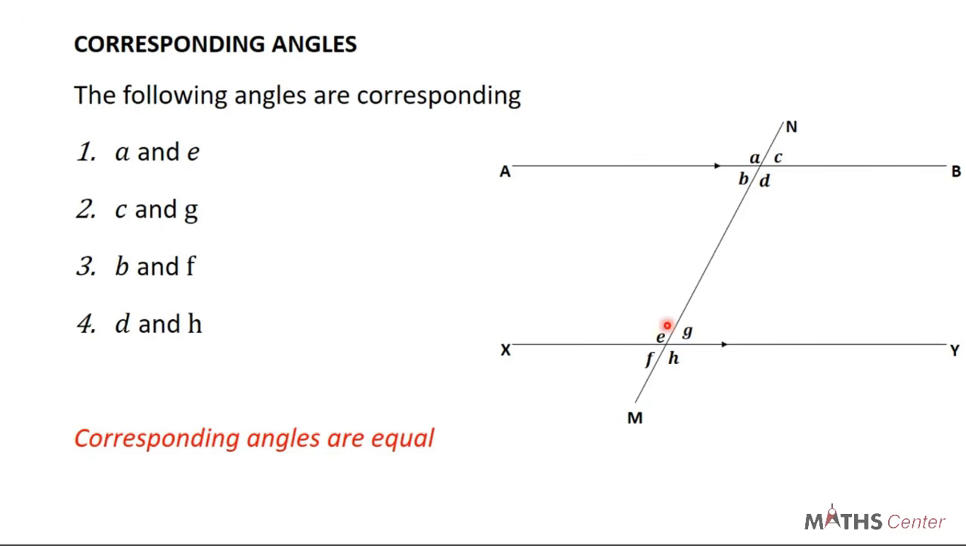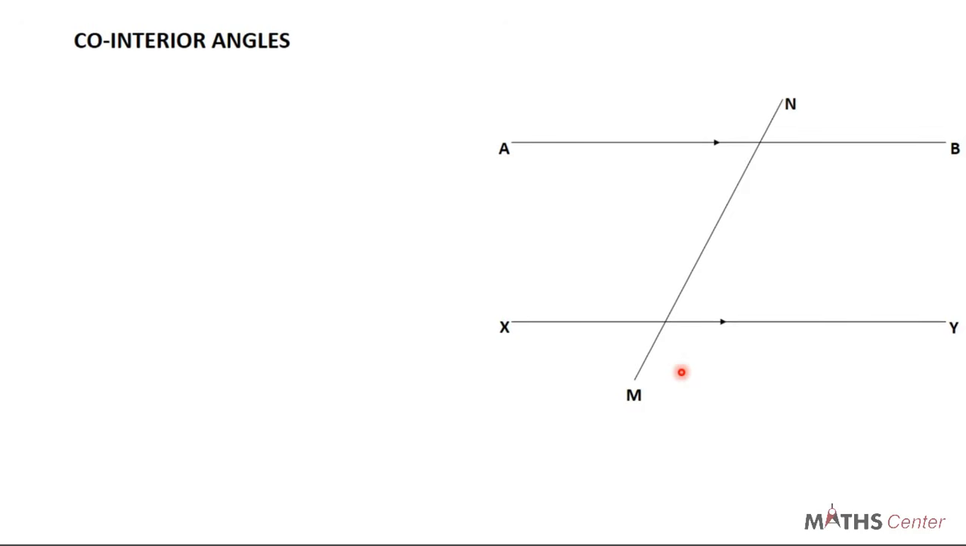So here, A and E are corresponding, C and G are corresponding, B and F are corresponding, D and H are also corresponding. And what do we know about corresponding angles? Corresponding angles are equal. Another type of angle that we form is what we call the co-interior angles. Now, what are their positions? We can see that an angle will be formed here, and we are going to call this angle C.